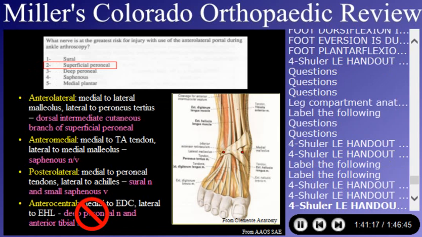I just gave away that one: the anterolateral portal during the ankle arthroscopy. More specifically, it's really the dorsal intermediate branch of the superficial peroneal nerve. To go over it, I saw the ankle lecture. Let's go over the different portals real quick.